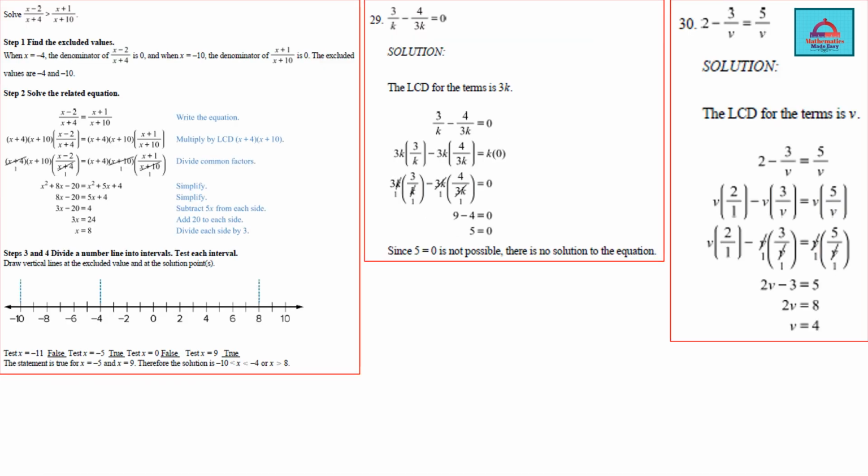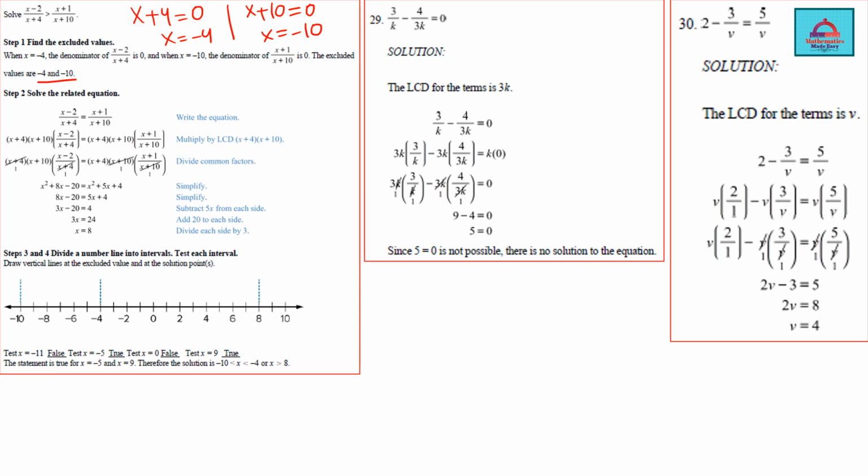So for question number 28, in step 1 we first have to find the excluded values. Remember, excluded values are coming from the denominator. That means you have to look at the values of x in the denominator that are making the denominator 0 and then remove them. They will be excluded from the solution. So one denominator is x plus 4 equal to 0, so the value is minus 4. Another denominator is x plus 10 equal to 0, so the value is minus 10. So these are the two values which are removed from this question.